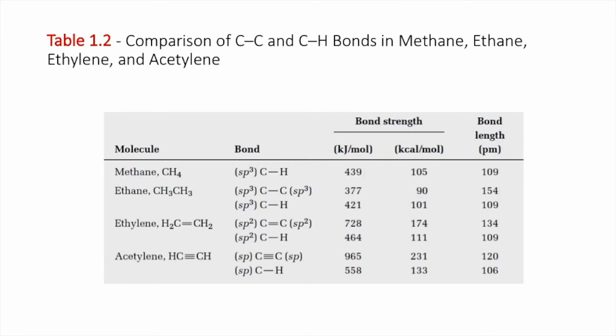Here is a comparison of the bond strengths and bond lengths in a variety of compounds. Notice here that the triple bond is stronger and shorter than the double bond, which is stronger and shorter than the single carbon-carbon bond. And also the carbon-hydrogen bond with an sp3 hybridized carbon is not as strong as the carbon-hydrogen bond with an sp2, which is not as strong as the carbon-hydrogen bond with an sp hybridized carbon.